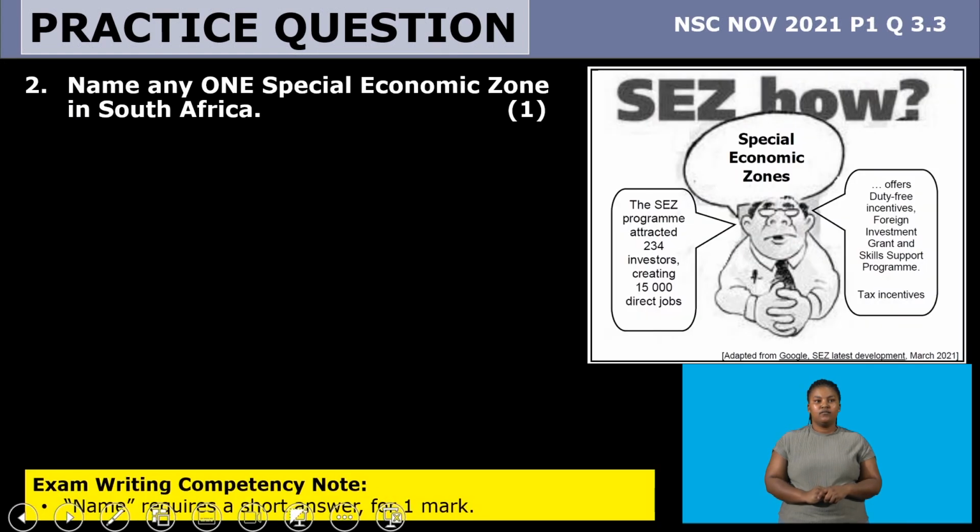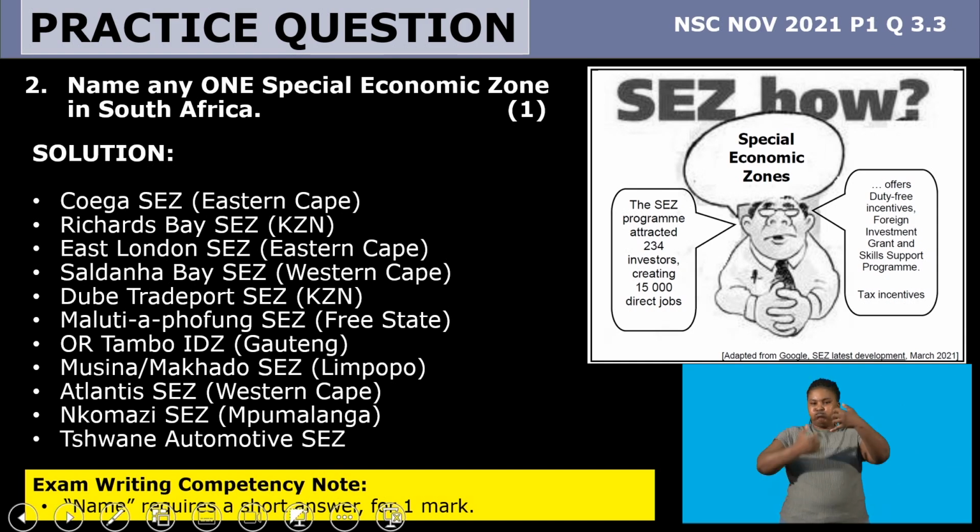Right, number 2. Name any one special economic zone in South Africa. Once again, testing your understanding of the various special economic zones across the country. We have quite a lot. The Hwega in Eastern Cape, Richards Bay, East London, the Saldanha Bay, Dube Trade Port, the Maluti Apofung in Free State, OR Tambo IDZ, Musina Makhado, Atlantis, Ngomazi SEZ, as well as the Tshwane Automotive.